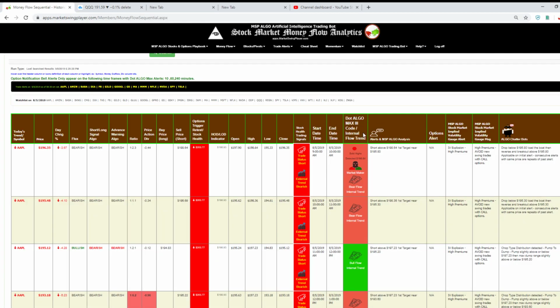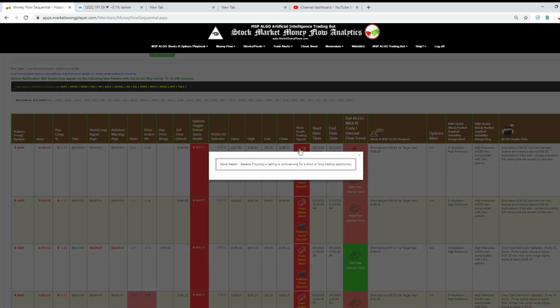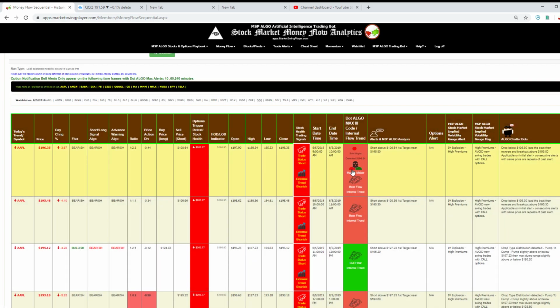Okay, so in this particular column, let's go to this one. We got our little bear icon, so that means that it is bearish. If we click, we could read what it's supposed to mean, right? Stock health detects if buying or selling is commencing for a short or long trading opportunity. So when it was talking about load the boat, we see it's not load the boat day. Now when that's load the boat day, you're going to see how positive that is. But this is more like short the rips day, right?